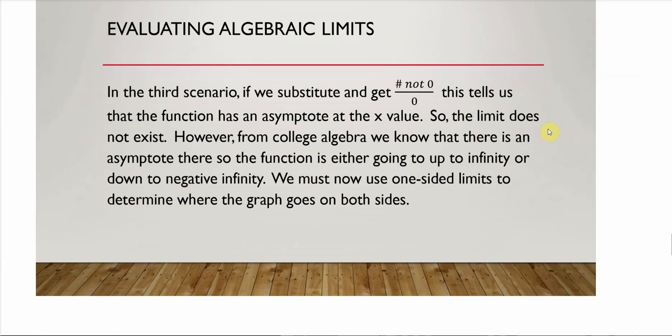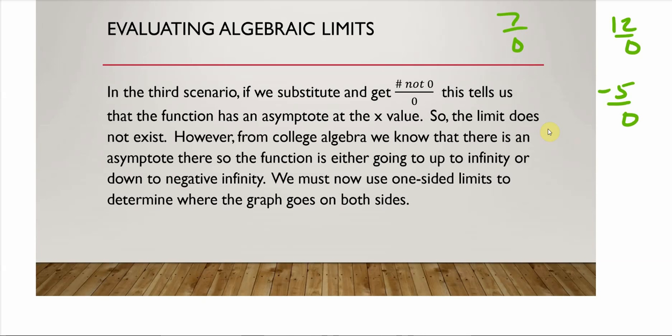All right? Now, the last and final scenario is what happens when I substitute. Remember the law of limits. We substitute. What happens if I substitute and I get a number that's not 0 over 0? Something like 7 over 0, or 12 over 0, or negative 5 over 0. All of these are going to be asymptotes. Okay?